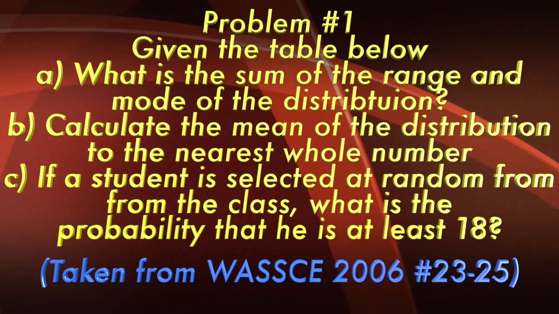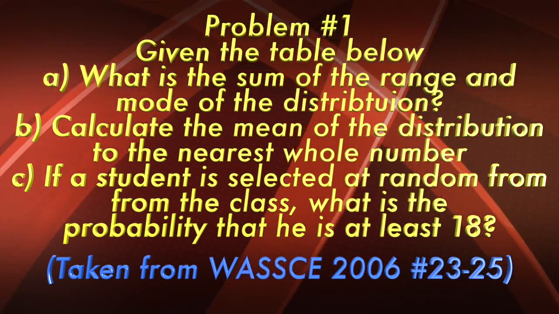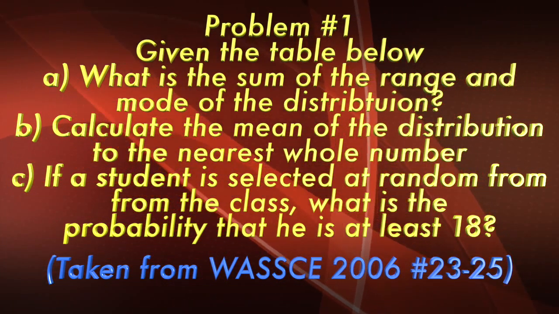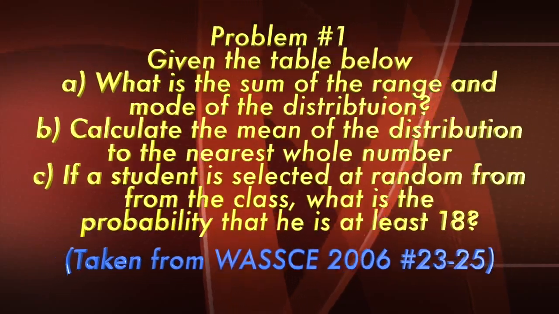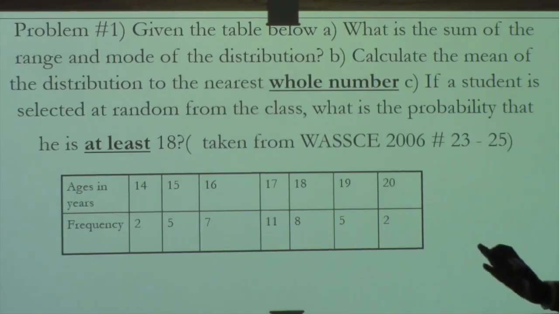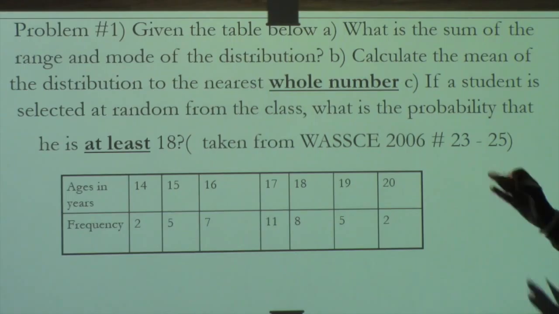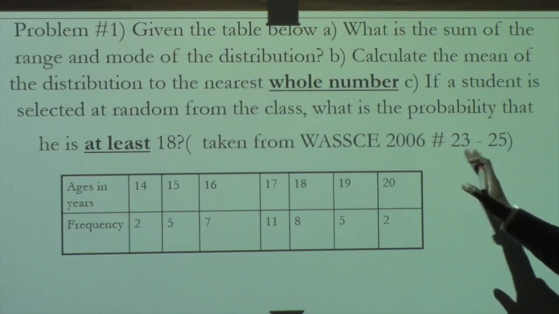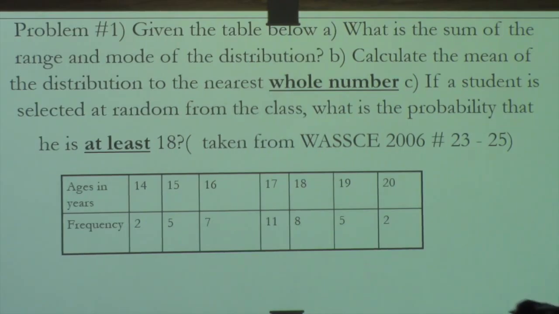Given the table below, what is the sum of the range and mode of this distribution? Calculate the mean of the distribution to the nearest whole number. The next part goes to probability. It's not in the statistical portion, but because we are getting people ready for the test, we're going to address that over here. This problem was taken from WAEC 2006, numbers 23 to 25. So let's go ahead.